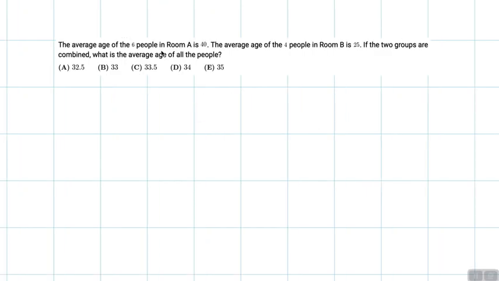The average age of 6 people in room A is 40. The average age of the 4 people in room B is 25. If the 2 groups are combined, what is the average age of all the people? So the way we do that is it's going to be 6 times 40 plus then this 4 times 25, assuming that all these 6 people were 40 years old. This is like people were 25 years old.